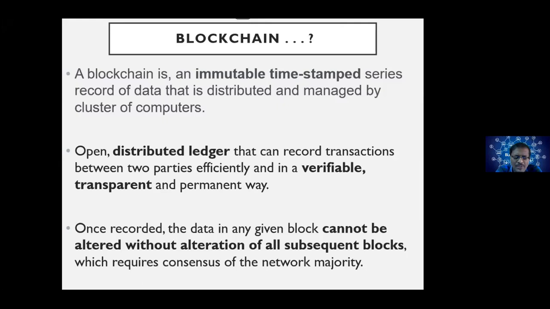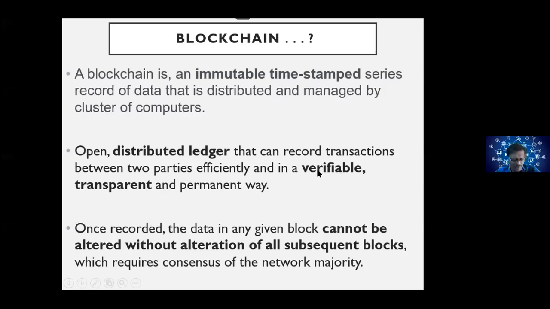Immutable means the records stored in blockchain cannot be tampered with, or altered. And every piece of data stored in blockchain has a timestamp. We know when it is entered into the blockchain. And it is a distributed ledger. A ledger contains a set of transactions, and this ledger is stored in every node on a blockchain, and that is verifiable.